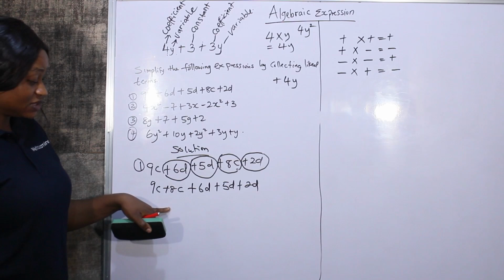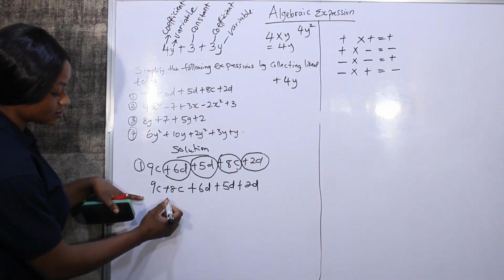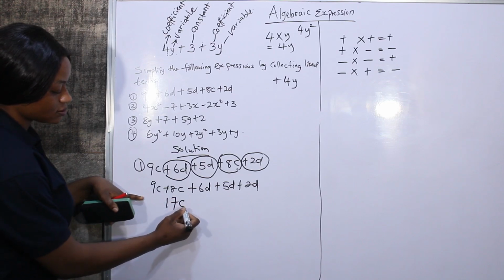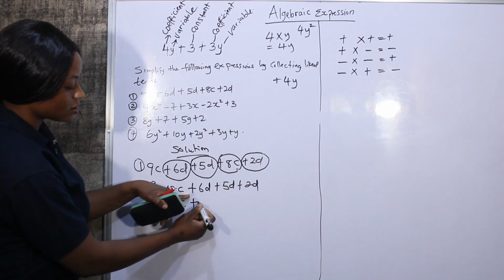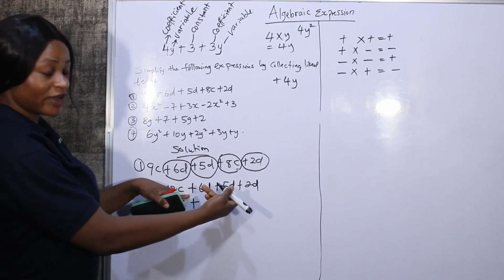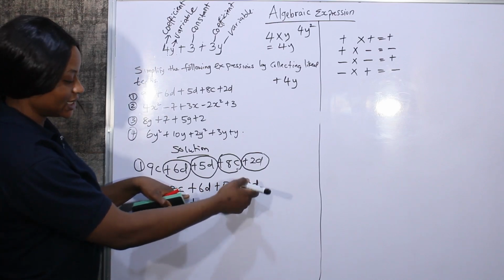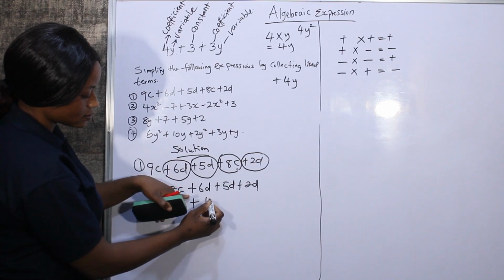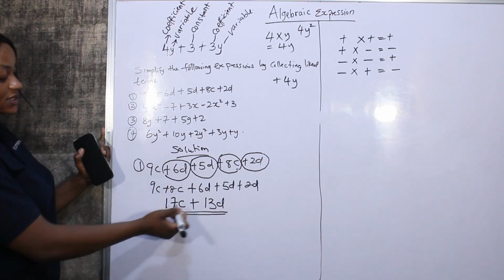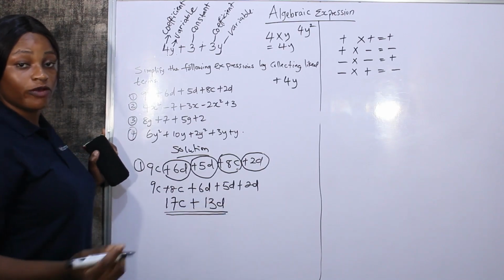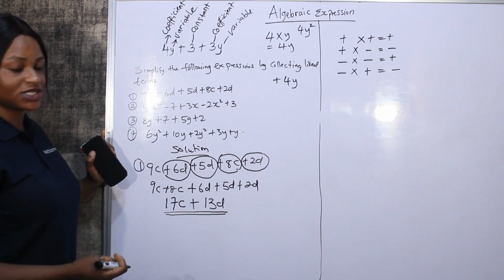Now you are going to continue simplifying. 9c plus 8c is what? 17c. Then you come to this place. You bring down your plus sign. 6d plus 5d is what? 11d, right? Plus 2d will give you 13d. So this is our final answer. 17c plus 13d. Remember, when simplifying an algebraic expression, remember to collect like terms.